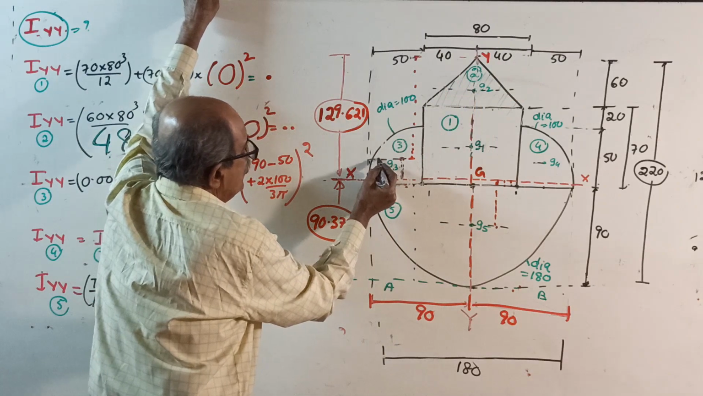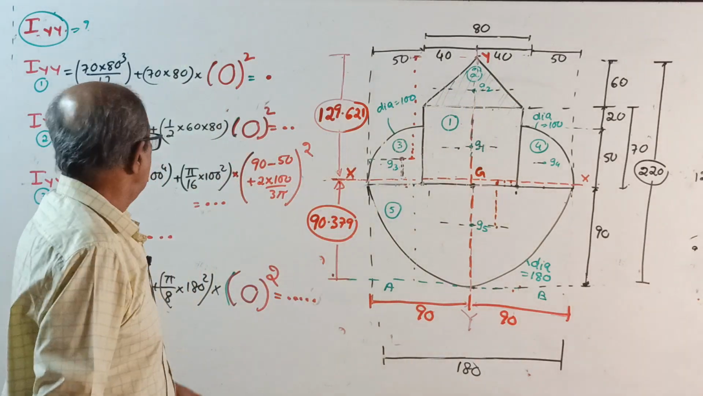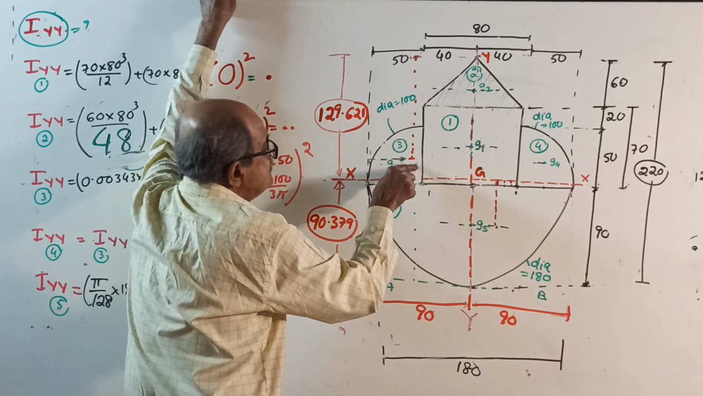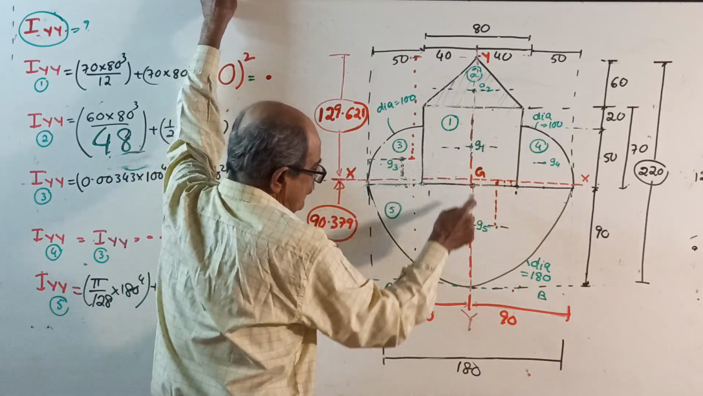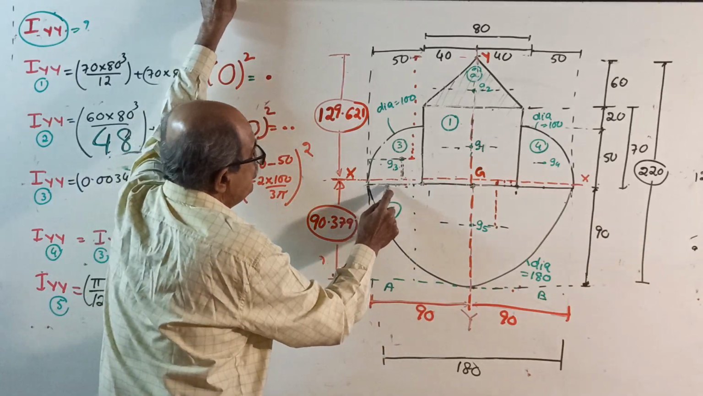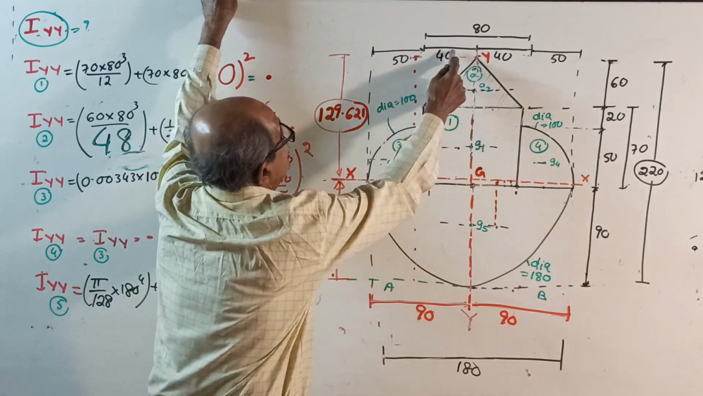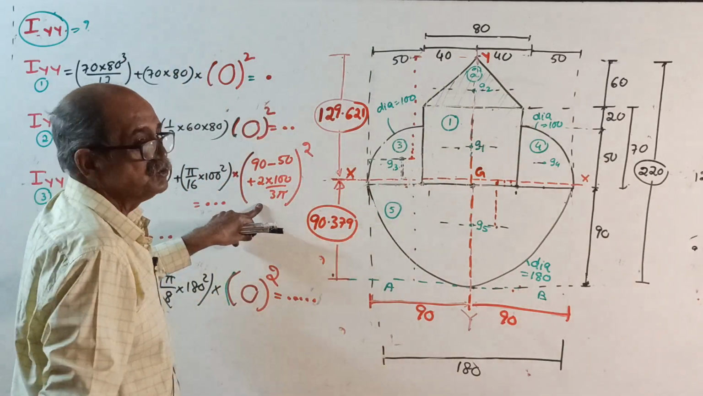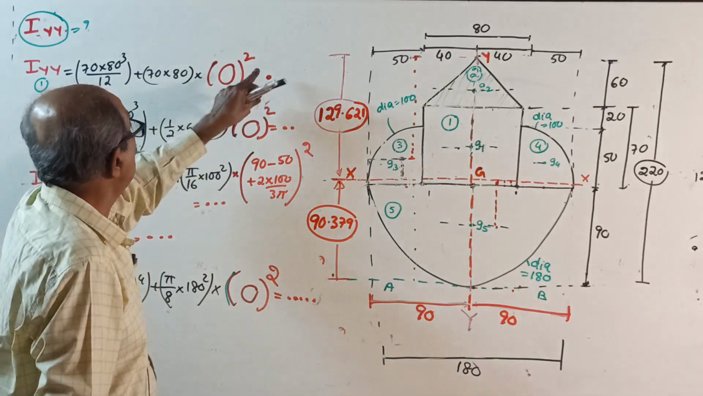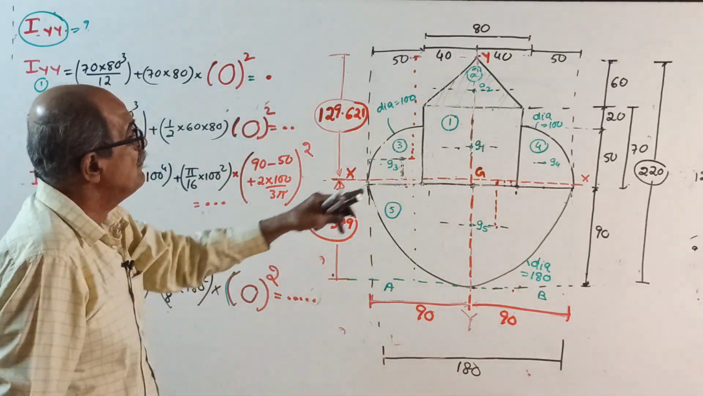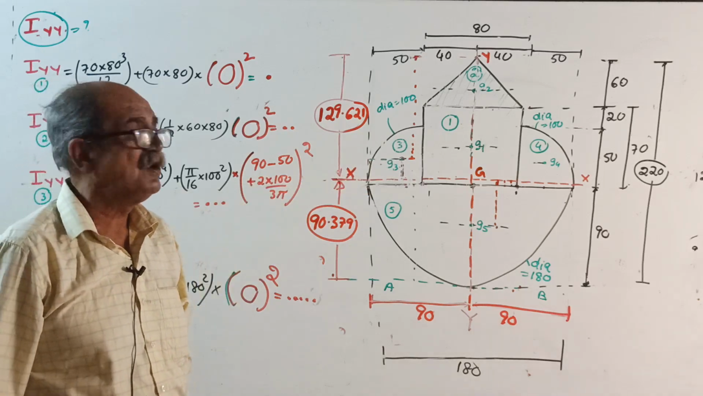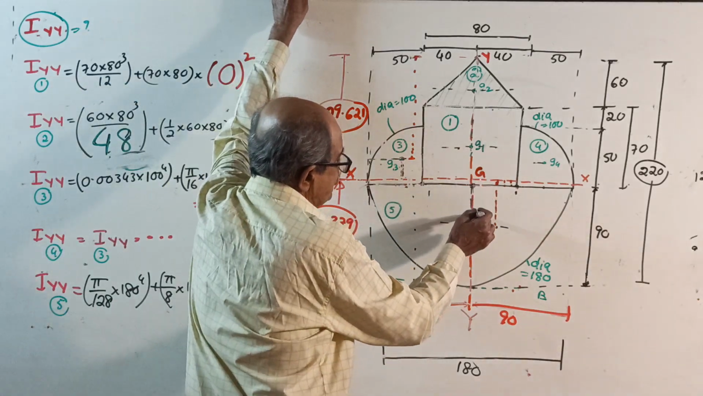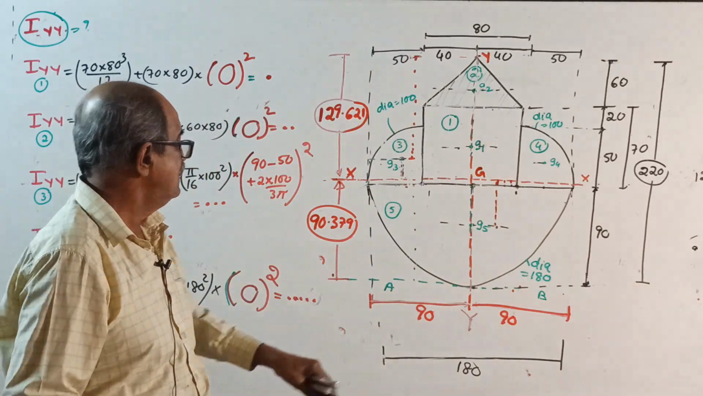Here, I about its own axis: 0.00343 diameter power 4 plus area into the distance from G3 to YY, squared. This distance square is 90 minus 50 will give you this distance. Actually, it is 40 only, or directly you can do it. See, 40 plus 2d by 3 pi, whole square. Let it be triple dot. IYY for 4 is same as IYY for 3, same triple dot. IYY for 5, first about its own axis: pi by 128 of diameter power 4.